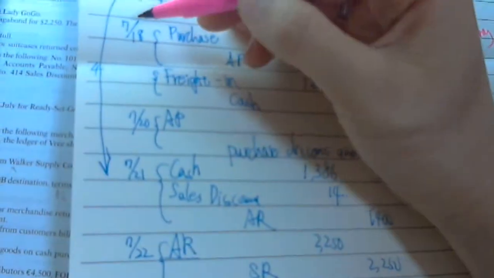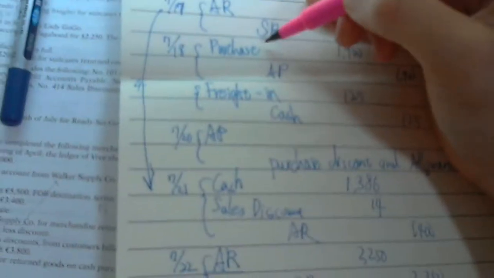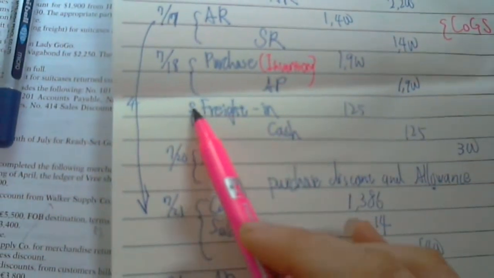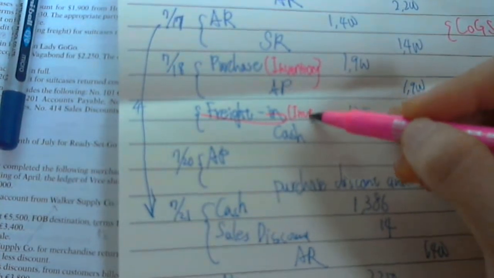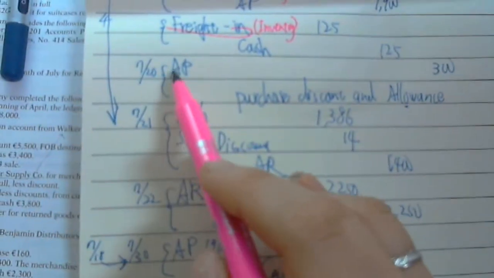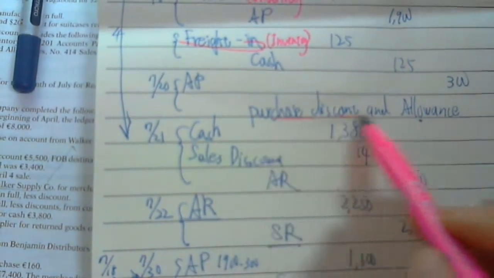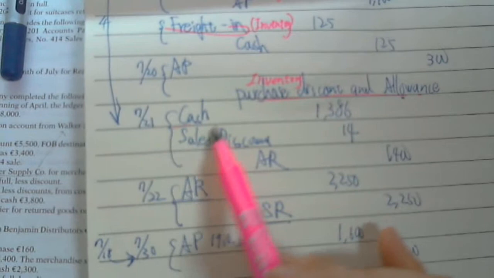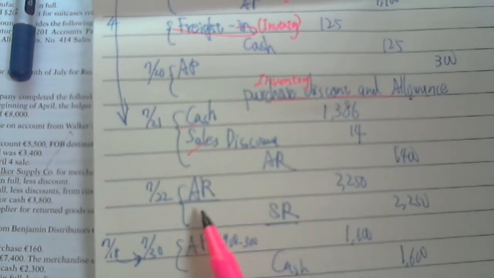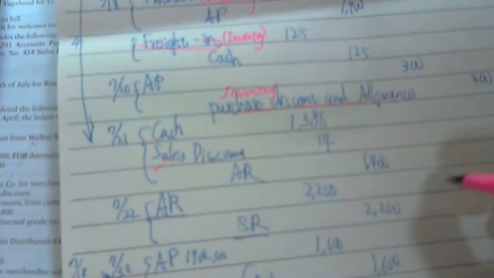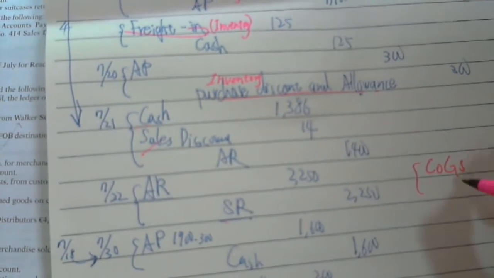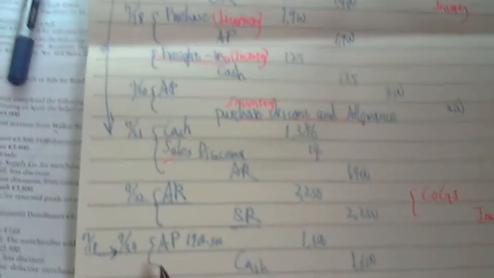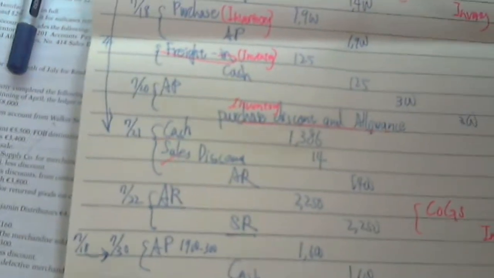Okay, so here for July 18th, I say purchase. For the purchase, you need to write inventory. And the freight in, you will change to inventory also. This one has no purchase discount and allowance. Okay, there is inventory for the perpetual system. And the cash sales discount is the same. You sold the goods, so you will write cost of goods sold and inventory. Then this one, cash payable, is the same.